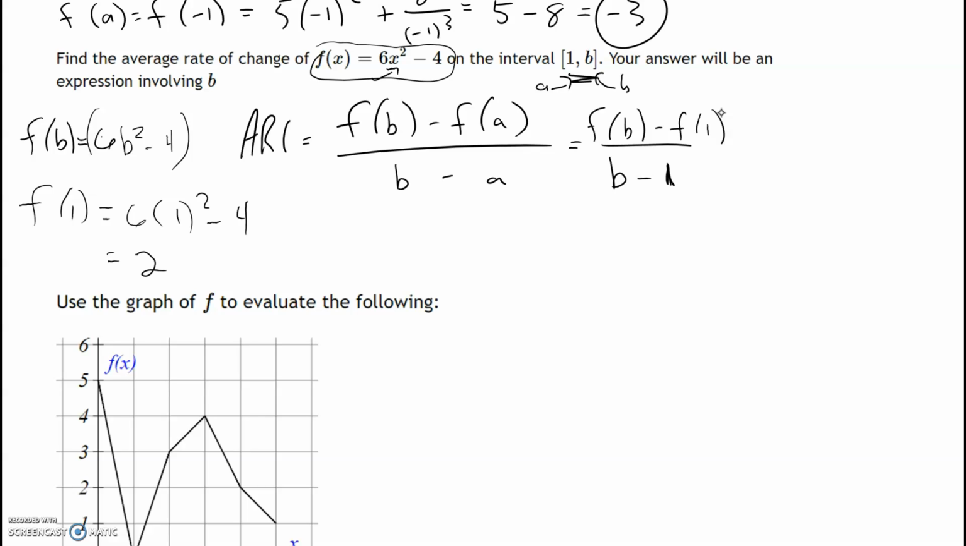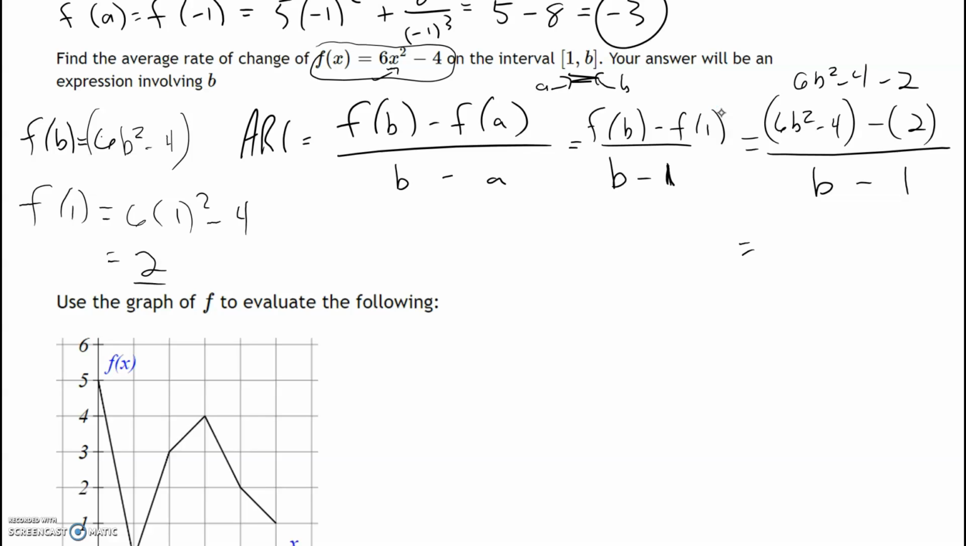Okay, so this is equal to f of b, which is 6b squared minus 4, minus f of 1, which we know is 2, all divided by b minus a, where a is 1. Okay, so the best I can do with this is just clean it up. So I got 6b squared minus 4 minus 2. That's 6b squared minus 6 over b minus 1. And that is my average rate of change dependent on b.